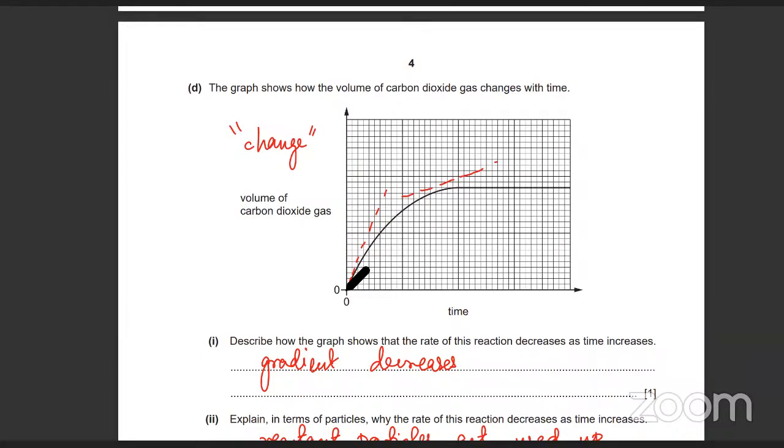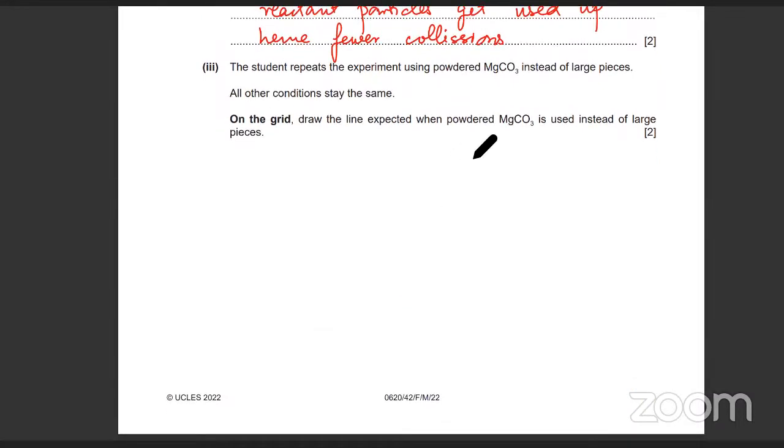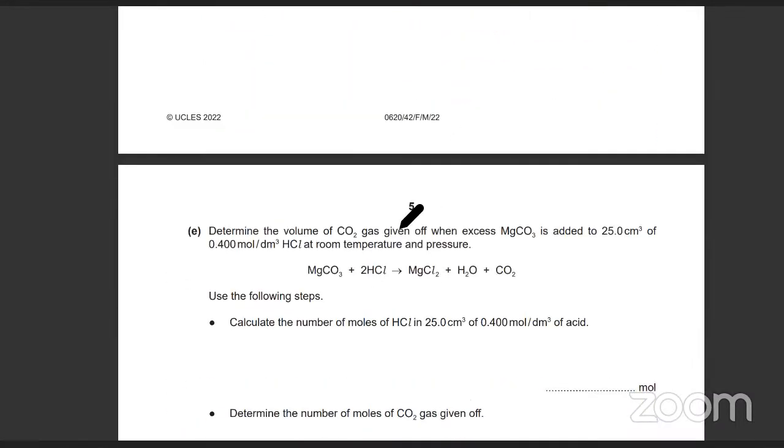Faster reaction. What difference will it make on the graph? The gradient would be steeper. So the gradient is going to be a lot steeper, but it's going to end up at the same point, except that it's going to be a lot faster. Okay, move on to the next. So that's 2 marks.